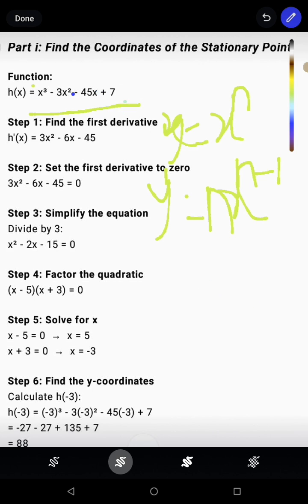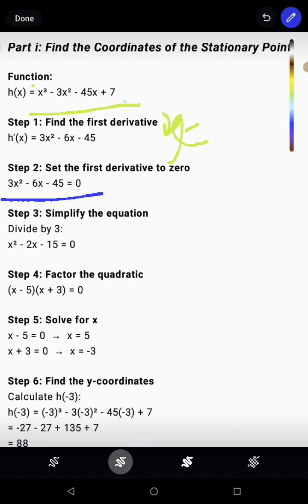So the next thing we want to do is set it equal to 0, because at the stationary point, we want to find the coordinate. Once we set it equal to 0, then what do we do? This is a quadratic expression. We need to solve it as a quadratic, and once again, like the equation I solved earlier, it's in one of our videos.